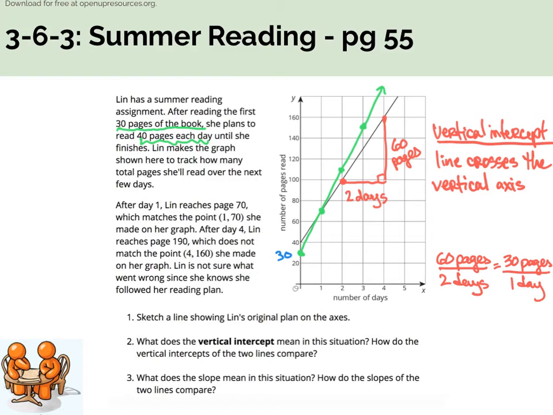Let's go ahead and do the one that we drew. Again, we can pick 2 points that are on there, and we can do a slope triangle again. So here is 1 day, and it goes from 30 to 70. So that's 40 pages. So the slope of what Lynn's supposed to do is 40 pages for one day. So notice how the original, they had the wrong slope. Theirs is 30 pages for one day. Ours is 40 pages for one day.